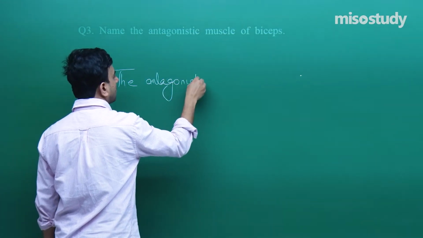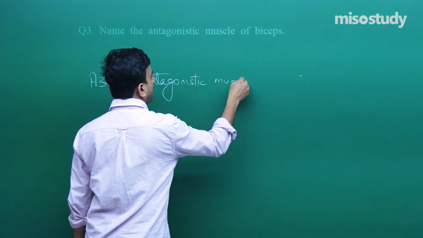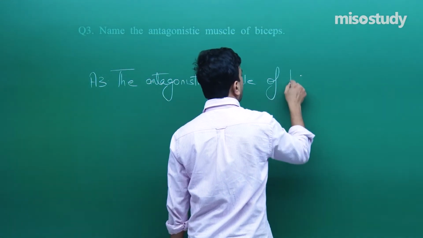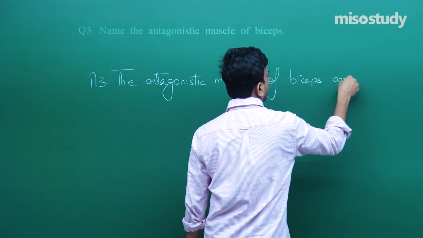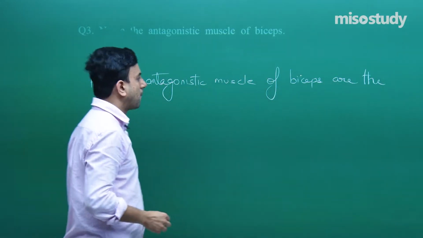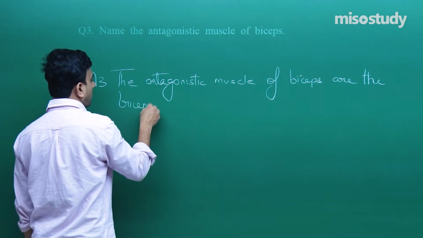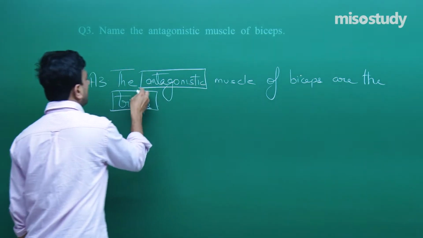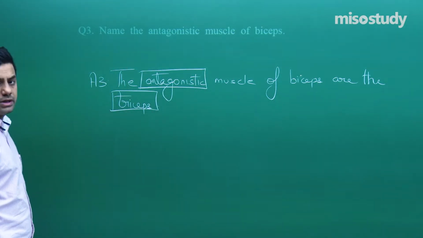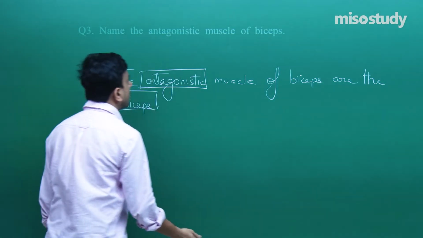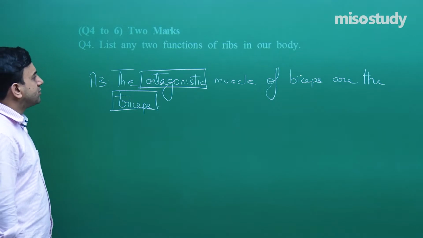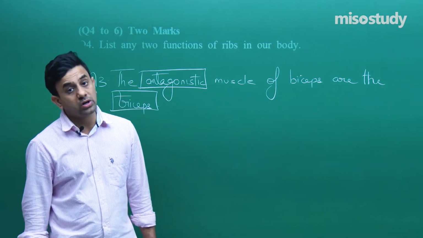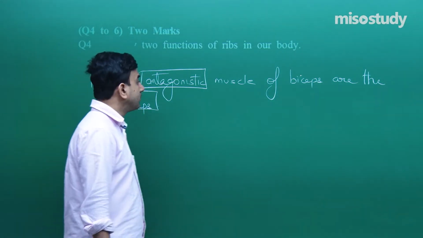So the antagonistic muscle of the biceps are the triceps. List any two functions of ribs in our body. We already know that there are the true ribs, the floating ribs, the false ribs and all that, so we will see their function.